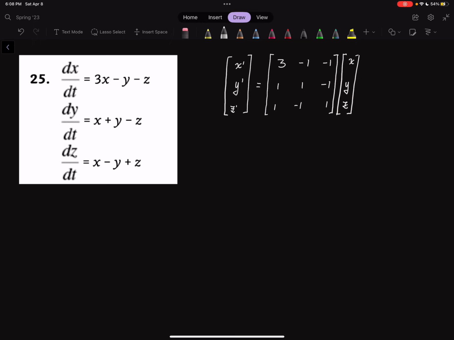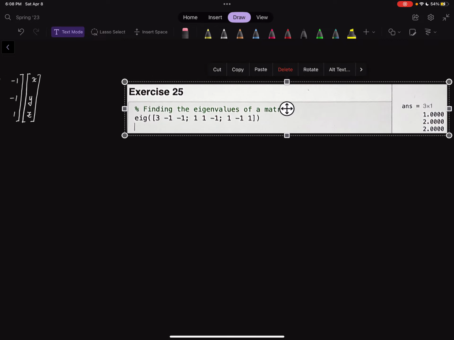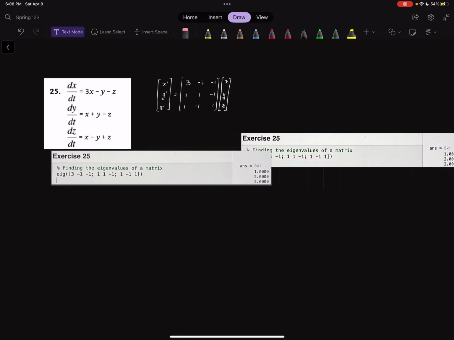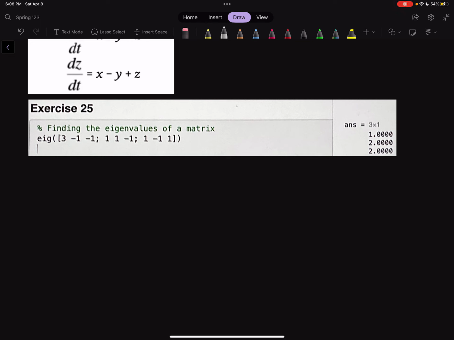Well, this is what we do. For a 3×3, to find the eigenvalues, I would put it in MATLAB, and I went ahead and did that. And I have the answers right here. So this is how I did it. I basically just used the eigen function, and I put in the matrix, where this is the first row. To tell MATLAB this is a matrix, you have to put the square brackets. The first row is separated by a semicolon, the second row by another semicolon. You do that, and it gives you the eigenvalues.